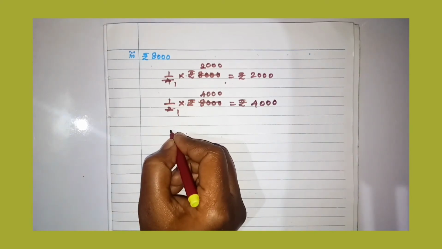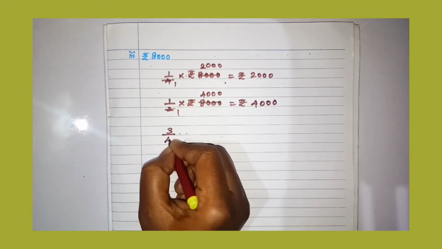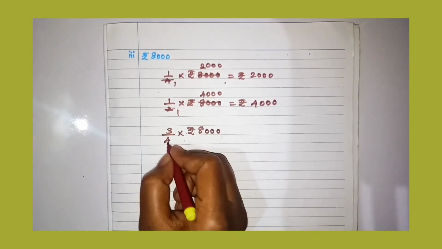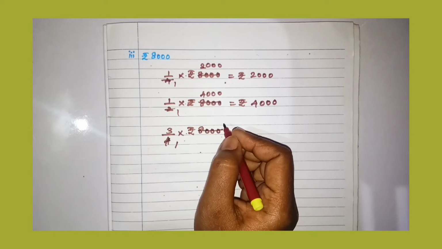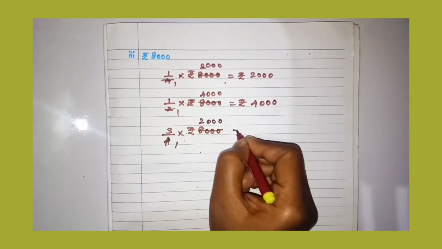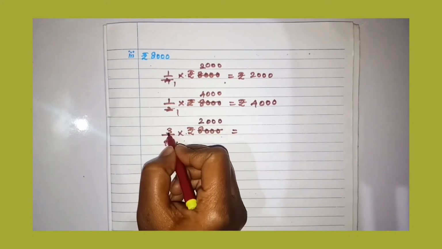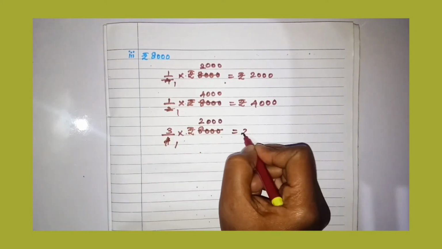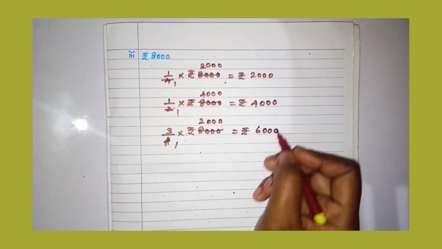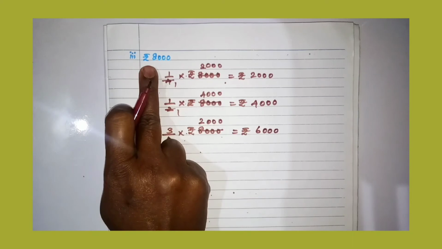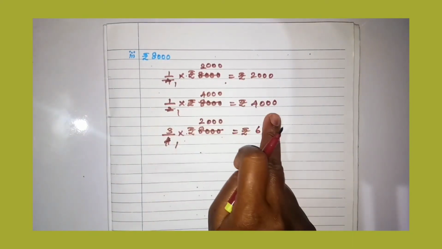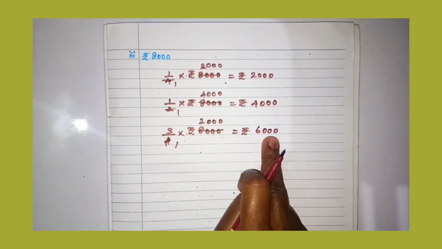Next 3/4 part, 3 by 4 into rupees 8,000. 1 4s are 4, 2 4s are 8, adding 3 0 is equal to 2,000 into 3. 3 2s are 6. The value is 6,000. So full part value is 8,000. Quarter part rupees 2,000. Half part 4,000. 3/4 part 6,000.